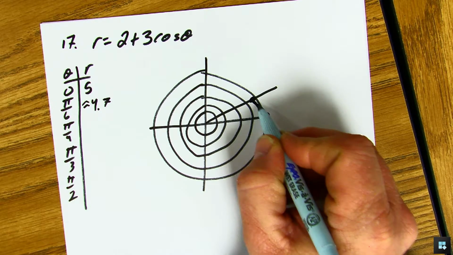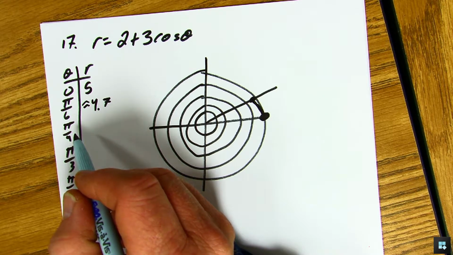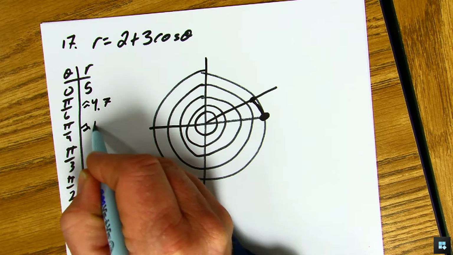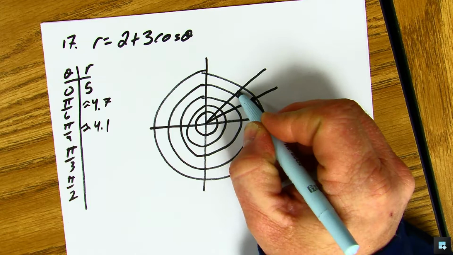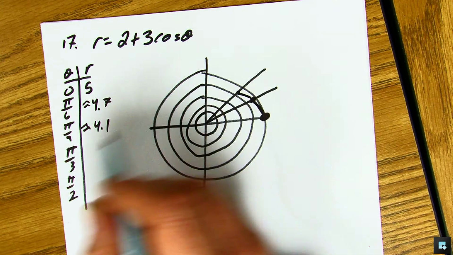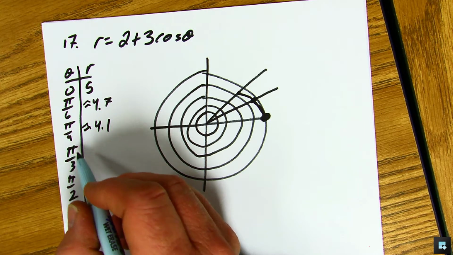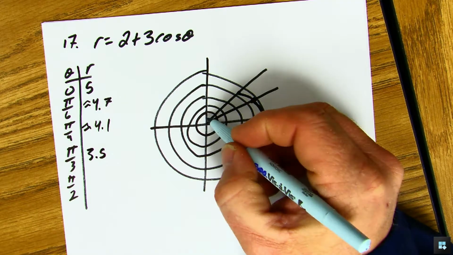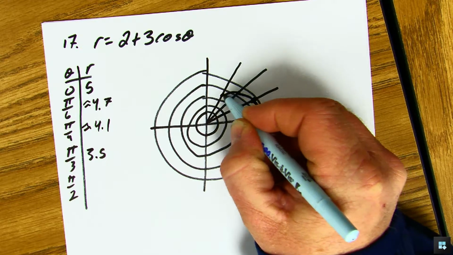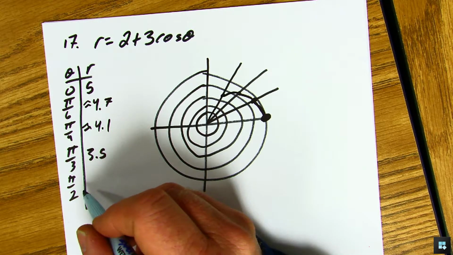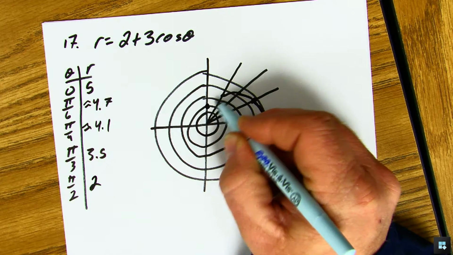So okay, we're coming in. Pi over 4, square root of 2 over 2, which is 0.707, times 3 is about 2.1, plus 2, so approximately 4.1. So at pi over 4, we're at 4.1, even closer to the 4 right there. At pi over 3, we're at 1/2 for the cosine. So half of 3 is 1.5, plus 2 is 3.5. So now we're into there. And then at pi over 2, cosine is 0, 3 times 0 is 0, plus 2 is 2. So we're right there.